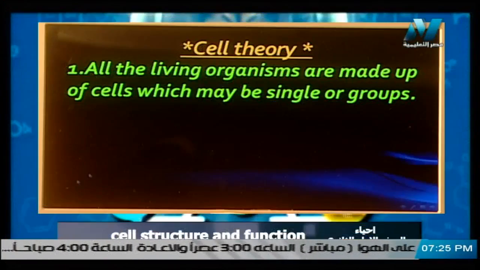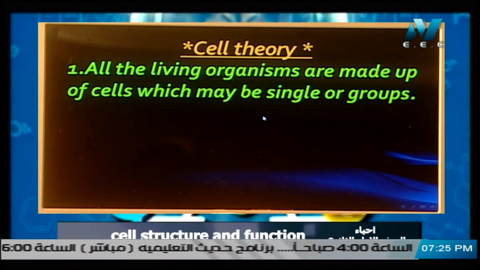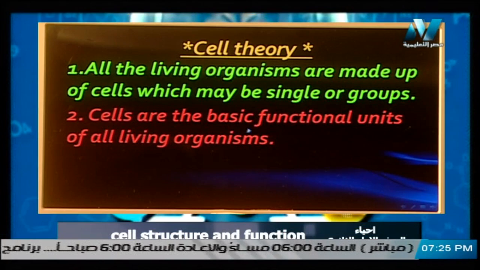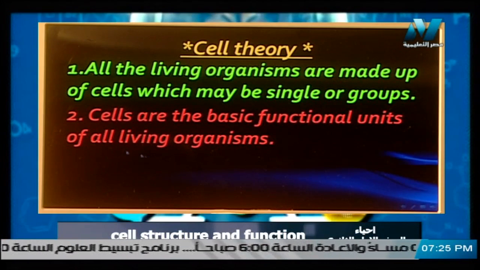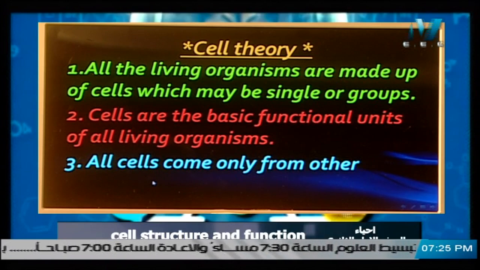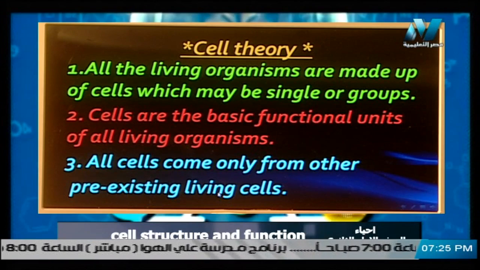Okay, let's see together the cell theory totals. All living organisms are made of cells, which may be single or groups. Second, cells are basic functional units of all living organisms. The third point, all cells come out from other pre-existing living cells.